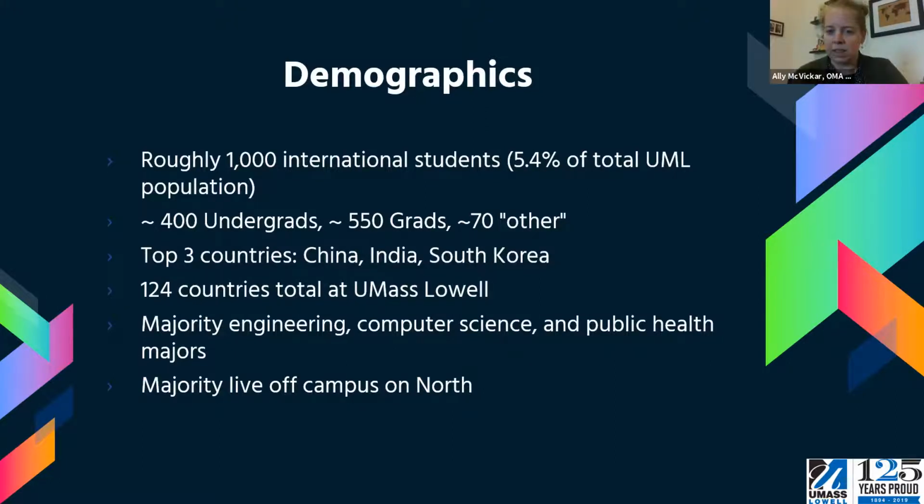We have about 1,000 international students. It's a little over 5% of the total UMassL population. We have about 400 undergrads, 550 grads, and then 70 other, which are usually visiting scholars that are here for 1 or 2 semesters. The top 3 countries are China, India, and South Korea. We have about 124 countries total at UMass Lowell that study mostly engineering, computer science, and public health, amongst many other majors. And most of them live on North Campus and off-campus housing.